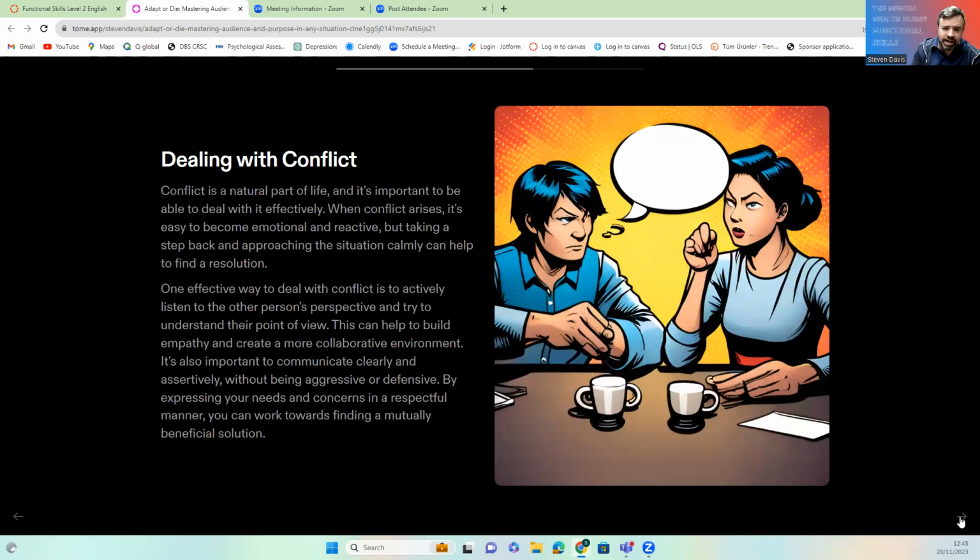We've spoken about dealing with conflict. Dealing with conflict is a natural part of life. It's important to be able to deal with this effectively. When conflict arises, it's easy to become emotional and reactive. By taking a step back and approaching the situation calmly, we can find a resolution. One effective way to deal with conflict is to actively listen to the other person's perspective and try to understand their point of view. This can help build empathy and create a more collaborative environment. It's also important to communicate clearly and assertively, without aggressiveness or defensiveness, by expressing your needs and concerns in a respectful manner. You can work towards finding mutually beneficial solutions.